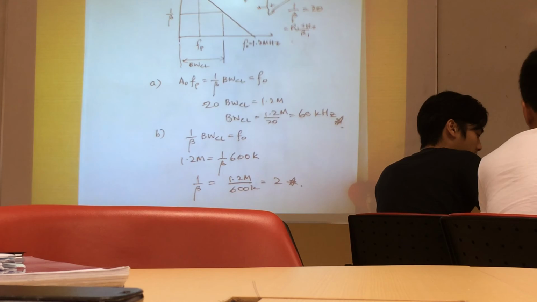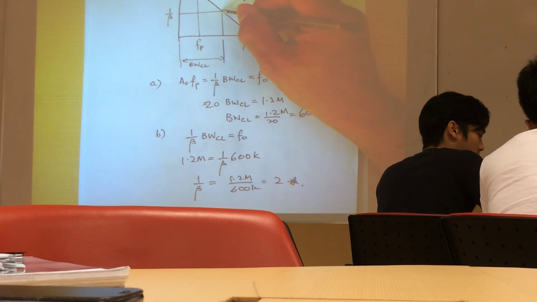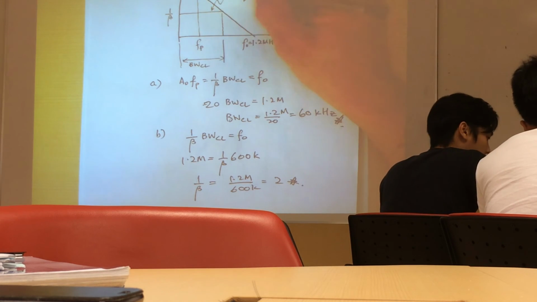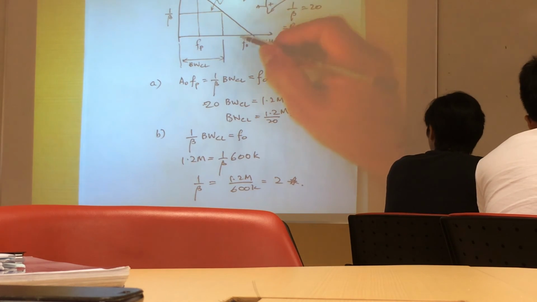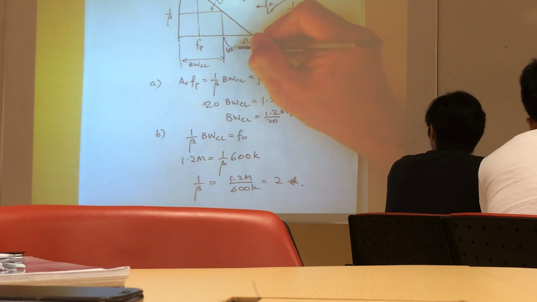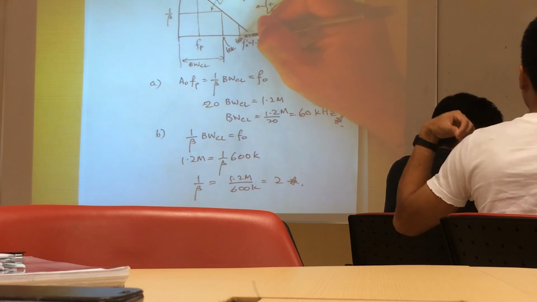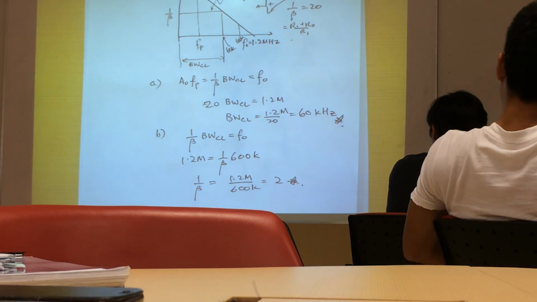Graphically, this would be, let's say this is a gain of 20, so this is at a gain of 20, right? And at this point, this is 60K. So if we shift to 600K, is 600K, right? Then this is 1 decade. From 60K to 600K is 1 decade.